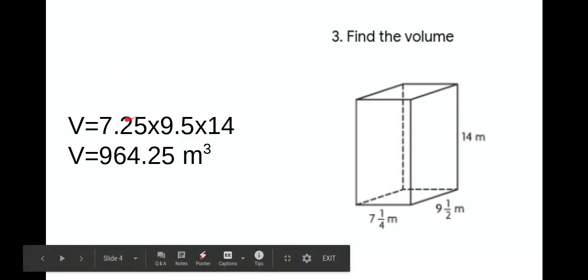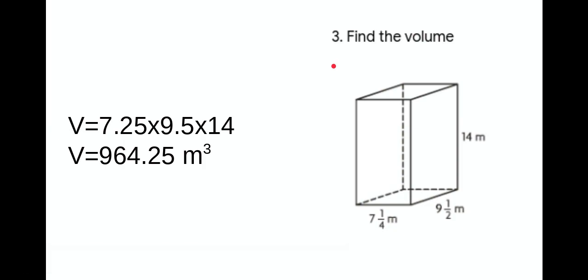As you can see, I made 7 1/4 into 7.25. And same thing for your answer. You get 964 1/4 meters squared, or 964 25 hundredths meters squared, which is what you see here. Back in the day, I told you 25 hundredths and 1/4 are equivalent to each other. You need to know that moving forward, probably for the rest of your life, I would say.